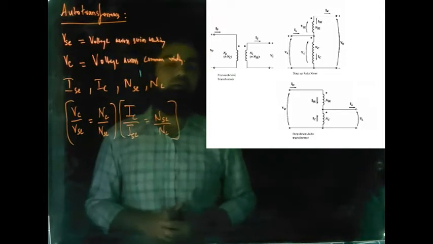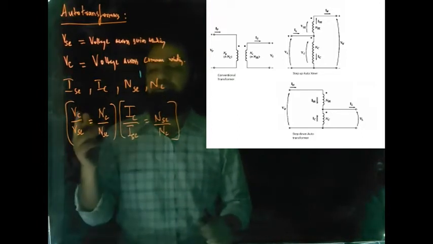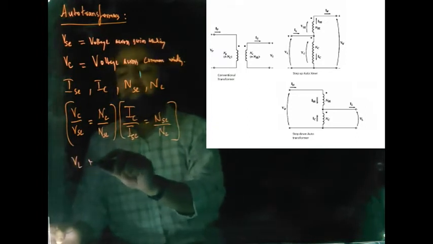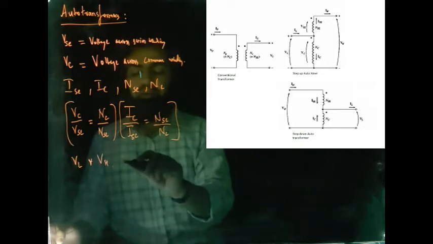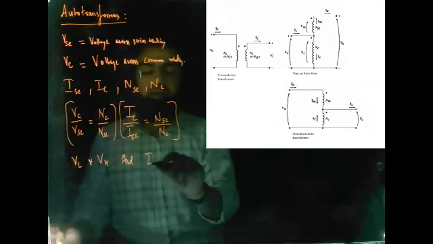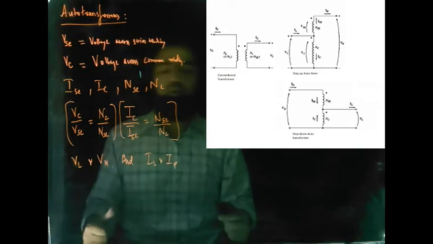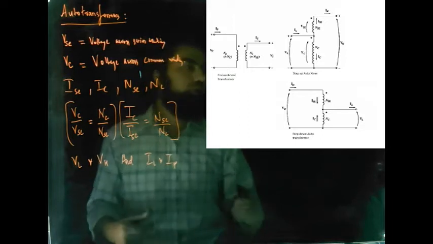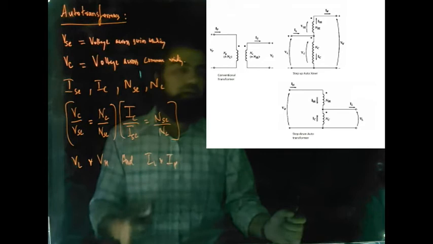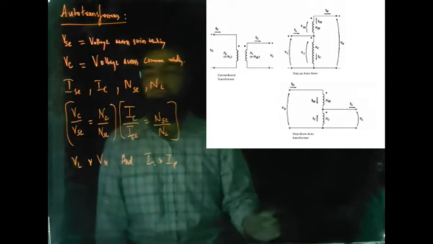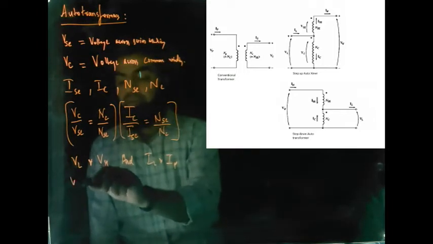But instead of finding the voltage and current in terms of IC and ISC, we want to find the voltage on the terminals. That is, we want to find the relationship between VL and VH, and the relationship between IL and IH, where VL is the voltage on the terminals of the low voltage side, VH is the voltage on the terminals of the high voltage side, and IL and IH similarly are the currents in the low voltage and the high voltage winding. We want to find VL divided by VH. So what will this be equal to?